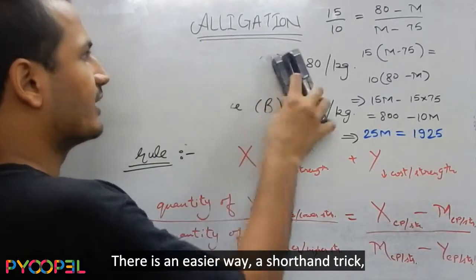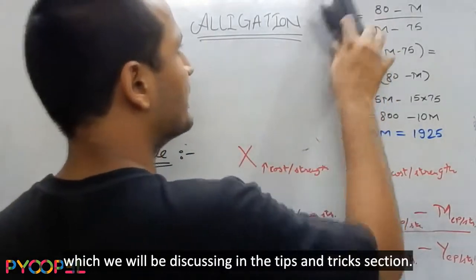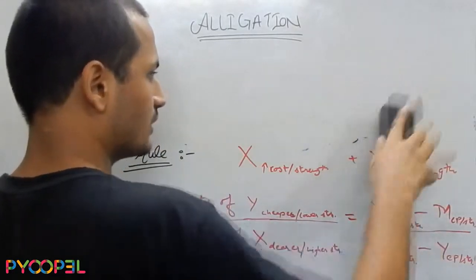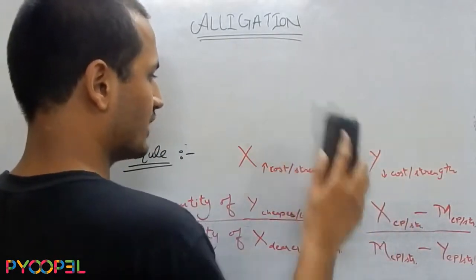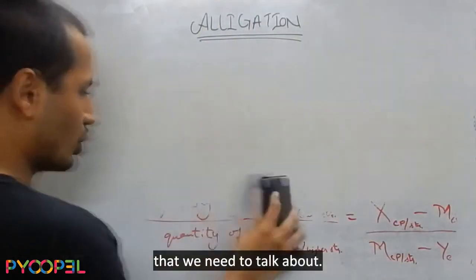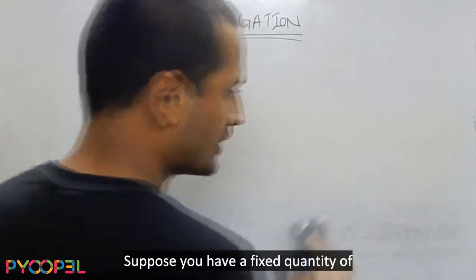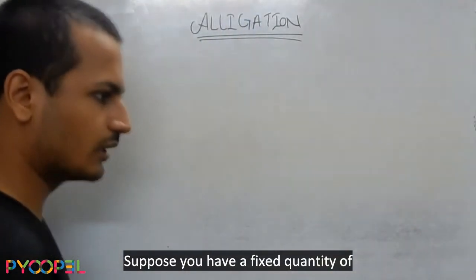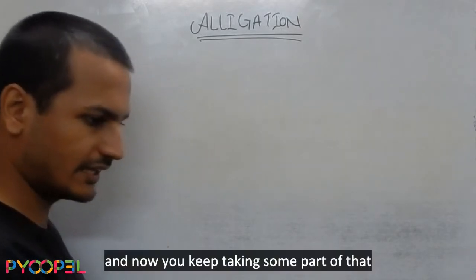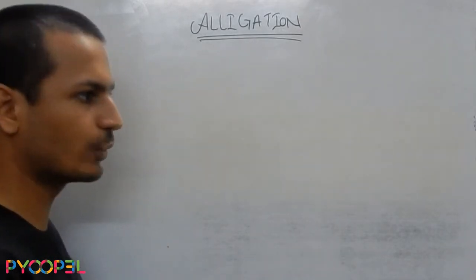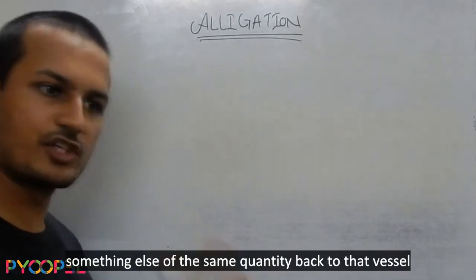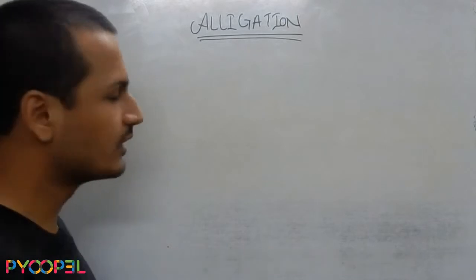There is an easier way, a shorthand trick, which we'll be discussing in the tips and tricks section. Please go through that one. It's a decent trick to solve questions faster. Now there's another formula that we need to talk about. Suppose you have a fixed quantity of a particular liquid or anything, and now you keep taking some part of that liquid or substance out and you keep adding something else of the same quantity back to that vessel.